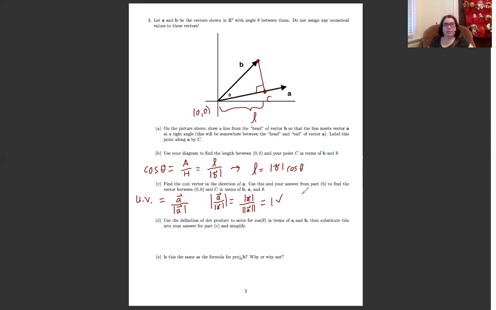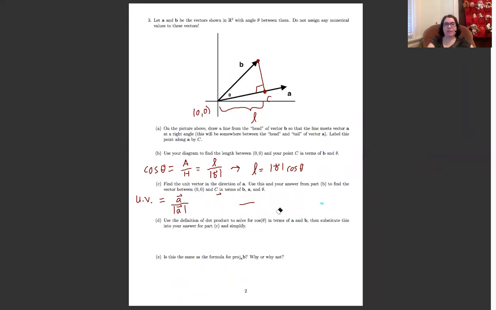Does it point in the direction of A? Well, I can think of it as 1 over the magnitude of A times A, where 1 over the magnitude of A is a scalar, and a scalar times the vector A definitely still points in the same direction as A. So I do have a unit vector, and it does point in the direction of A.